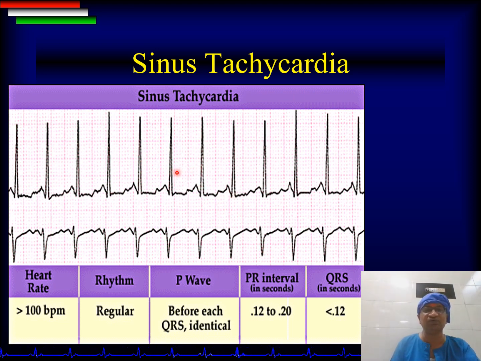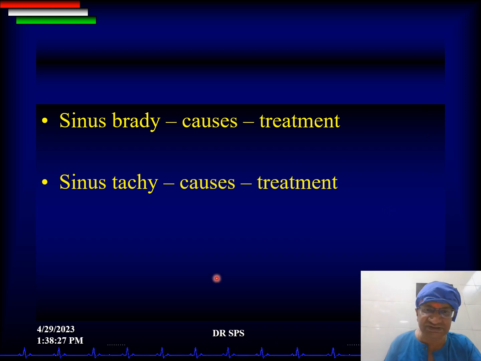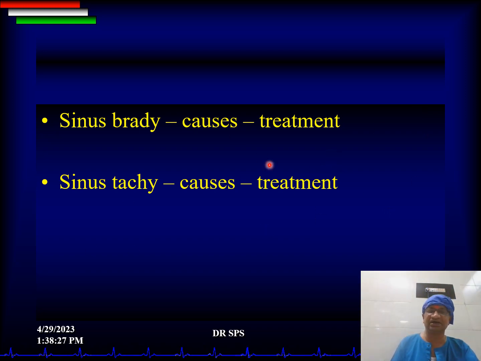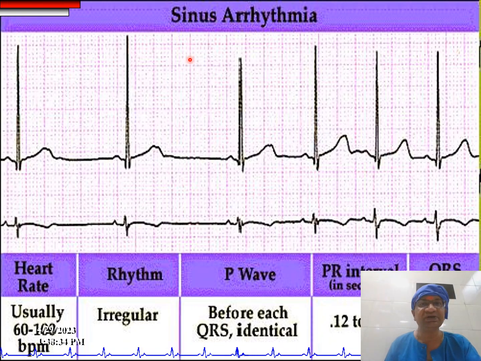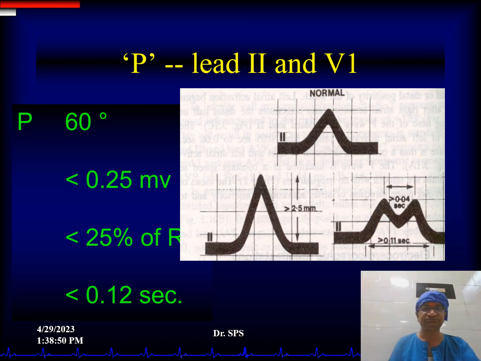Then if the rate is around 120 or 130, it is called sinus tachycardia. You have sinus bradycardia causes and treatment, sinus tachycardia causes and treatment. Everything is fine. QRS complex is normal. P wave is fine. P wave is followed by QRS. Everything is fine, but there is some irregular RR interval. This looks like a variation with respiration, sinus arrhythmia.